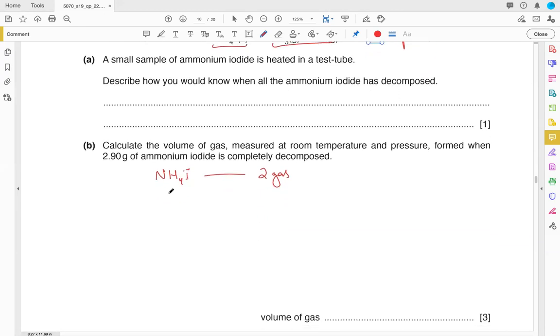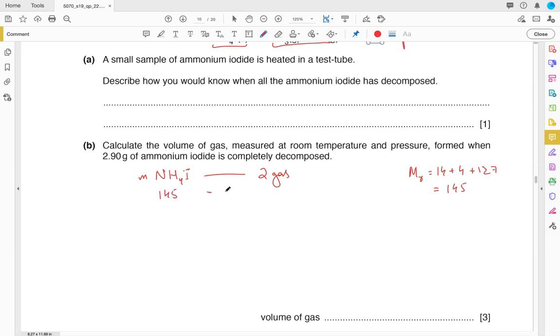Now, I have mass, so I will figure out the MR. MR of ammonium iodide will be 14 for nitrogen, 4 for those 4 hydrogen, and for iodine, if I'm not wrong, it's 127. Yes, it is 127. So if you add all of this up, we will get 145. So that is the mass of 1 mole of this thing.